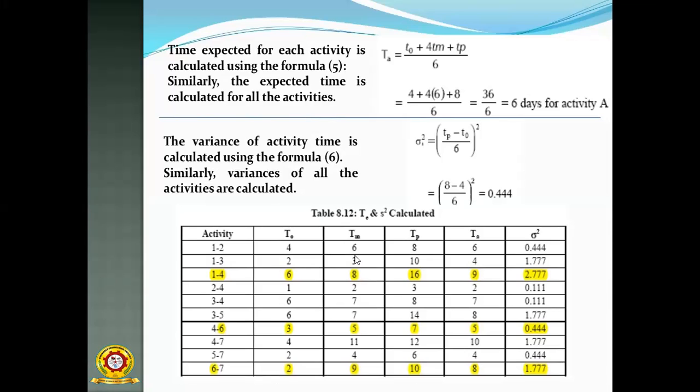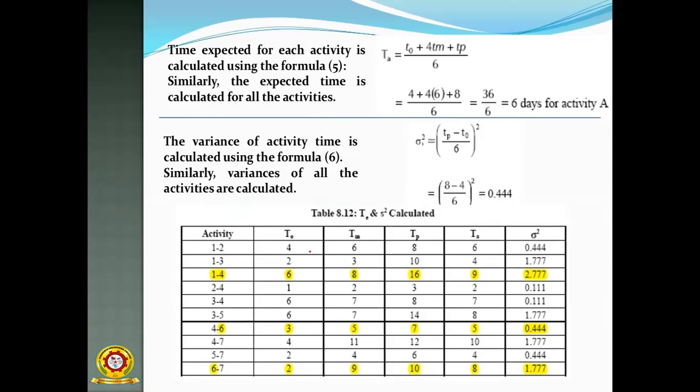So 4 plus 4 into TM, and TM is 6, so I multiply 4 with 6, then plus 8, that is TP, by 6. So 4 plus 4 into 6 plus 8, by 6. That is 36 by 6, and you get the value of 6 days. So the duration of activity A is 6, the average time. Like that, you have to find out all of these. I am giving only the first one, and for the second one I will show it.